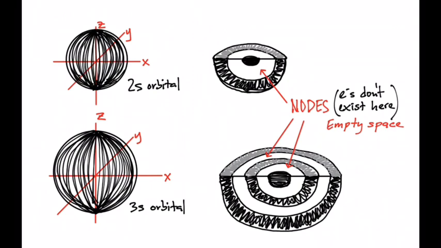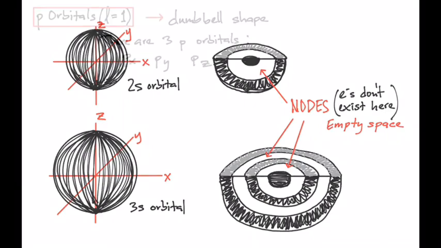Because they don't have the proper energy to exist there. Remember that these quantum numbers are quantized, meaning they have a specific discrete energy. And so in these nodes, electrons cannot exist. So there's zero probability of finding an electron in the nodes.